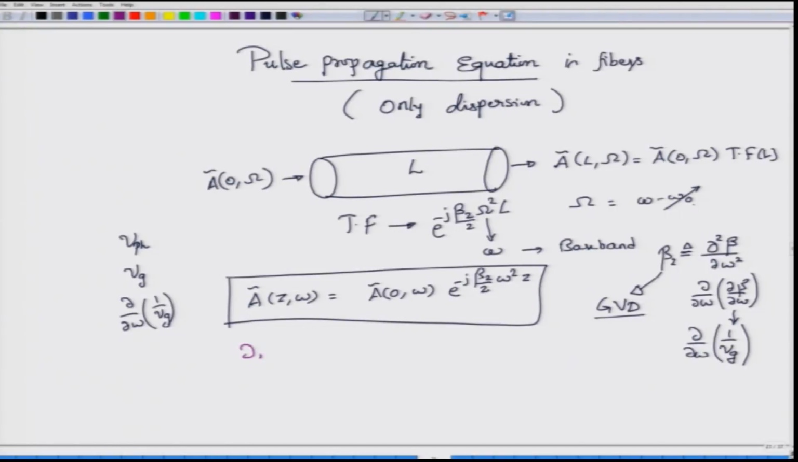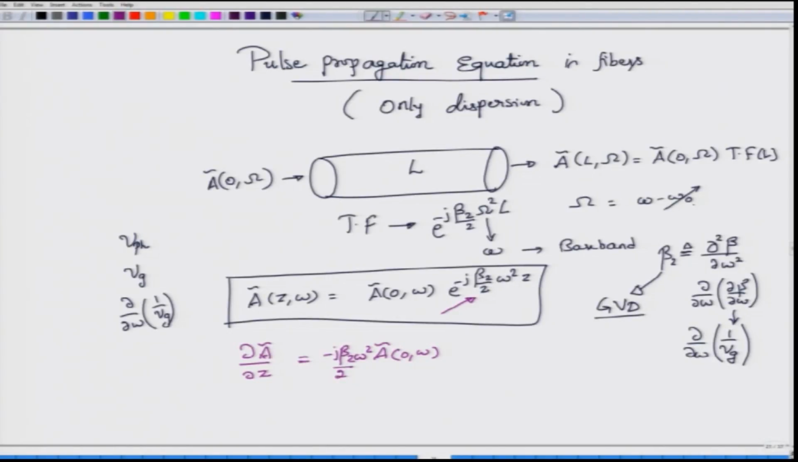Now, what if I differentiate this with respect to z? Of course, the first term is completely independent of z. So, it is a constant. It does not really get differentiated, it just gets multiplied. And when you differentiate the exponential term with respect to z, it will pull out minus j beta 2 by 2 omega square. Please note that the differentiation is with respect to z and not with respect to omega.